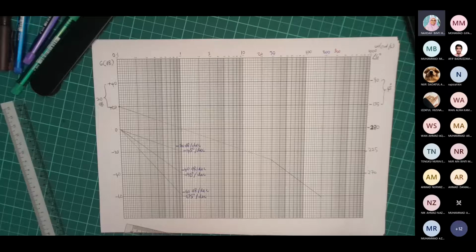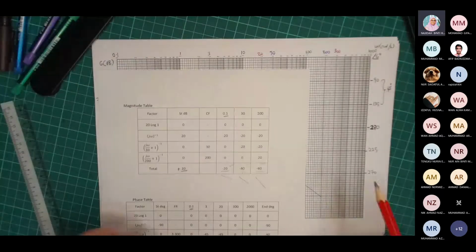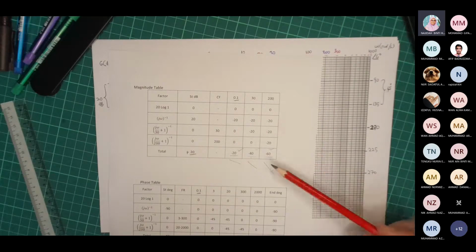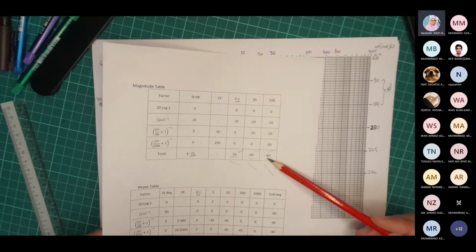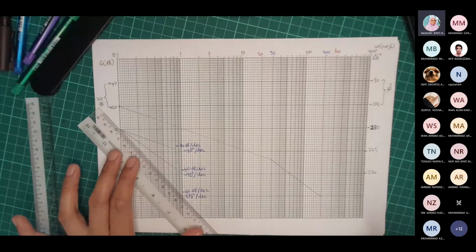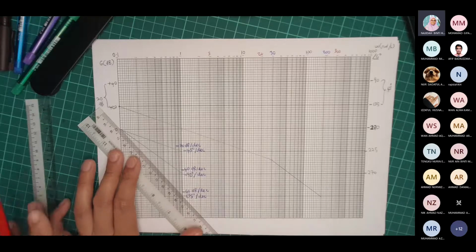Are you done? The second part of the magnitude plot. And the final part of the magnitude plot, starting from 200 radian per second, the slope is negative 60 dB per decade until infinity, until you finish your sketching in your semilog graph paper. So this is our negative 60 dB per decade. So make sure your first ruler is referring accurately to the reference slope of negative 60 dB per decade.